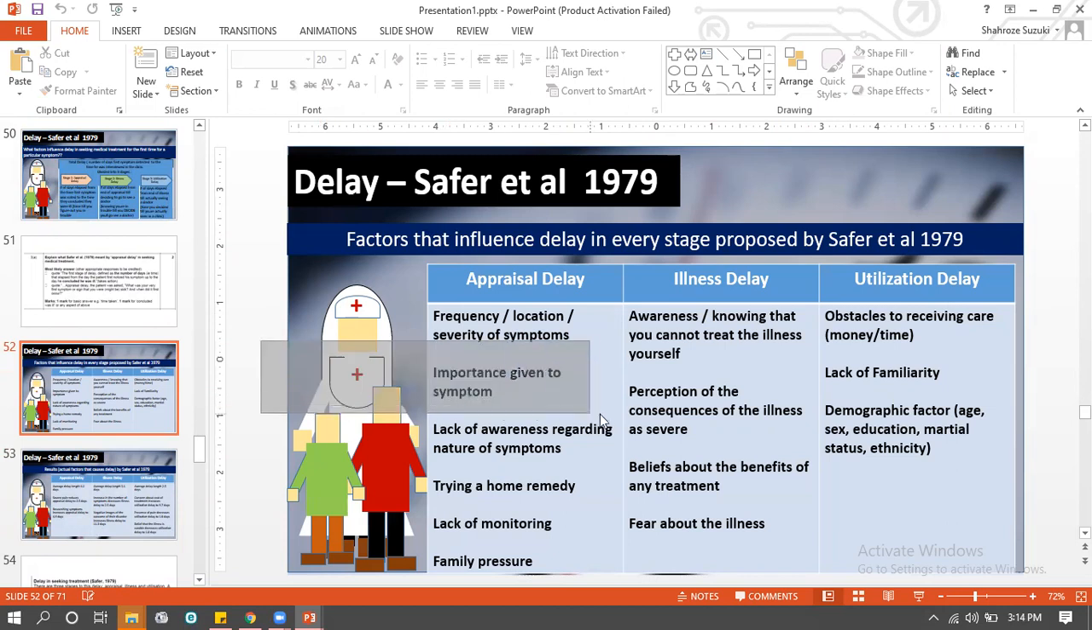You might have appraisal delay because you don't give importance to symptoms. Lack of monitoring is you don't realize you have symptoms. This one is lack of importance you're giving to symptoms. You know you have symptoms, but you don't take them seriously. Frequency, location, severity of the symptoms. Maybe the cough is not a throat-tearing cough, it's a mild cough, so you don't take it seriously, right? Maybe the cough comes only at night, not again and again through the whole day, so you don't take it seriously.